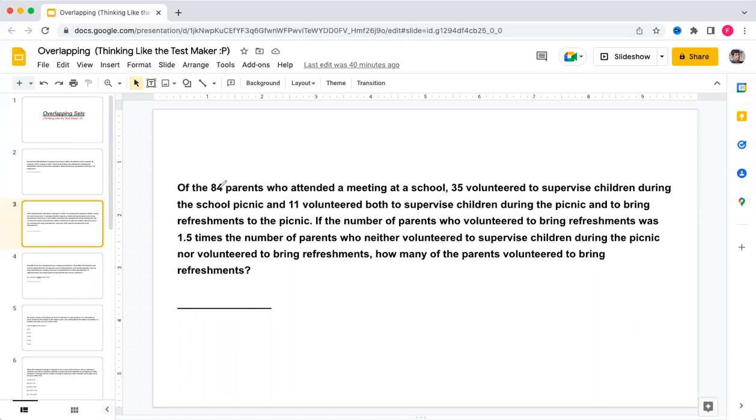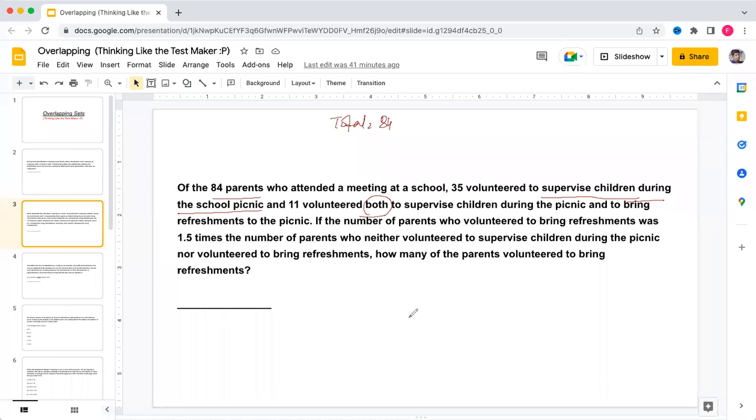Okay, so in this question, we are given that of the 84 parents who attended the meeting at the school, so in total there are 84 parents who attended, 35 volunteered to supervise children during the school picnic. And 11 volunteered both to supervise and to bring refreshments to the picnic, right? So there are two variables. One is the supervision of the children during the school picnic, and the other one is to bring refreshments to the picnic, right?